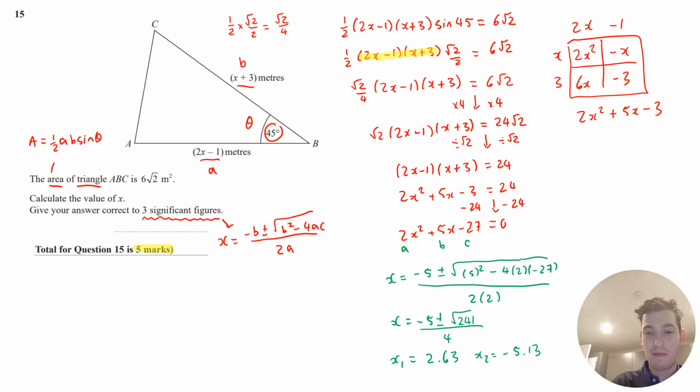Well, my length can't be negative, so it can't be the second one. So I'm going to tick this one, and I'm going to put a box around it. X equals 2.63. So it wasn't actually too bad once I got rid of my half and my square root signs. It just turned into a normal quadratic equation that I could solve. So let's move on to our next question.